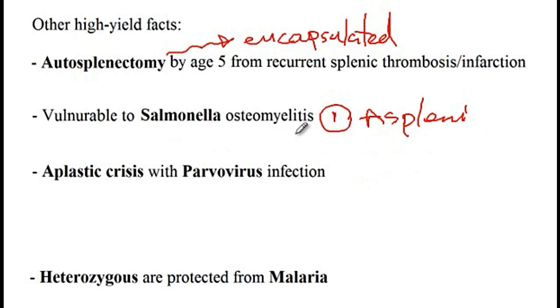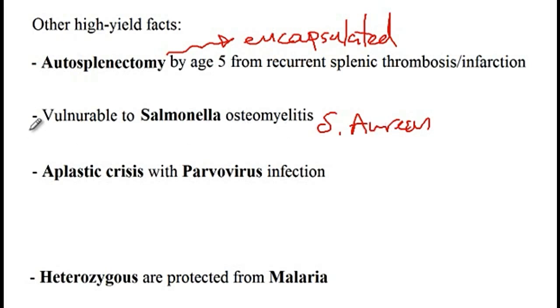Now, one important point that you should know is that Staphylococcus aureus is the number one cause of osteomyelitis in the general population. So in patients who have sickle cell anemia, Staphylococcus aureus is still also the number one cause of osteomyelitis. And then after Staphylococcus aureus, it would be salmonella. That would be the next more common cause.